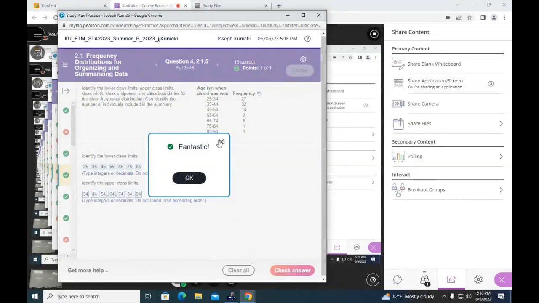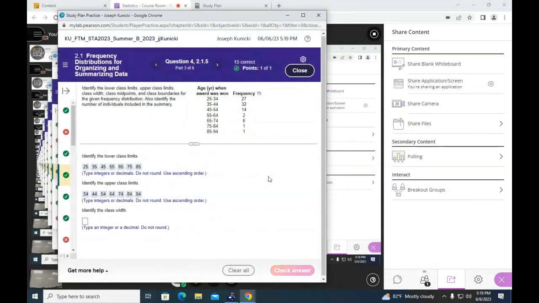Now, as we've been doing this, can you identify the width? You weren't here before, so maybe you can. What's the width? Remember the width? 25 to 94. No, class width. The width of one class. How much is it? Okay, so it'd be 10, because the difference is 10.